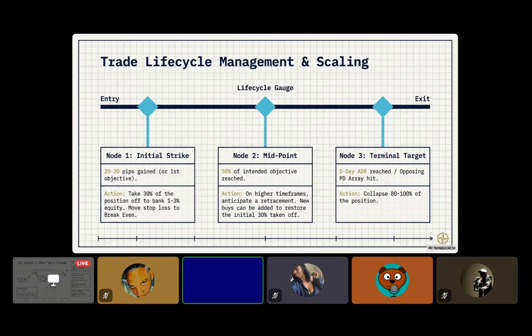Then your midpoint, 50% of the intended objective, gets reached on higher time frames, and anticipate a retracement occurring around this time frame. New buys can then be added to restore the initial 30% taken off, but ultimately you want to get paid. We're trying to get you paid. I know y'all want to get paid. Nobody is trading in the market not wanting to get paid.